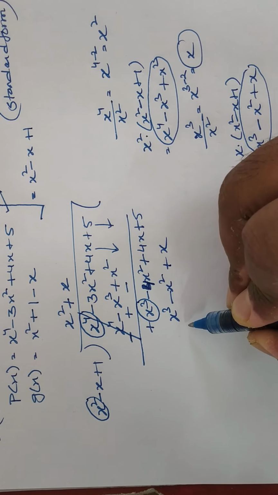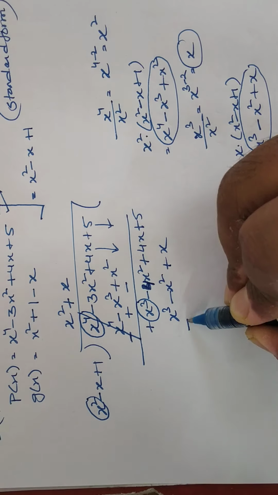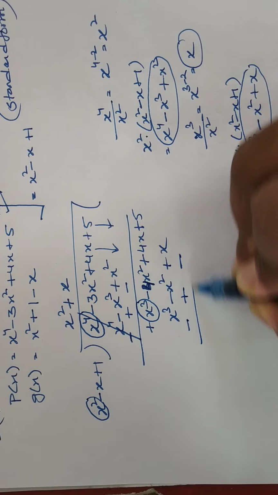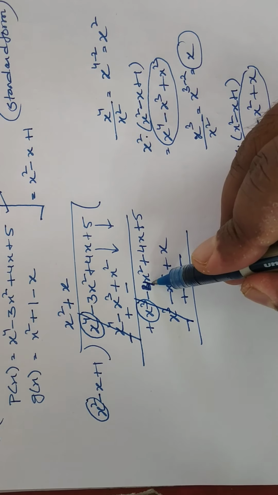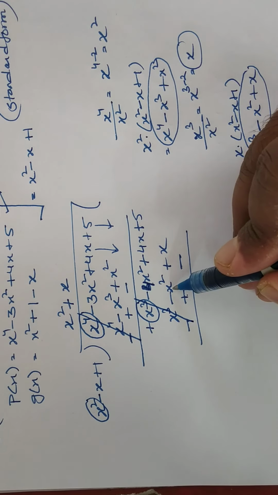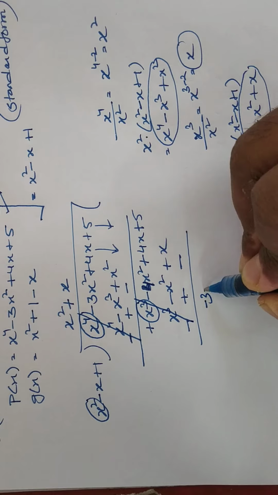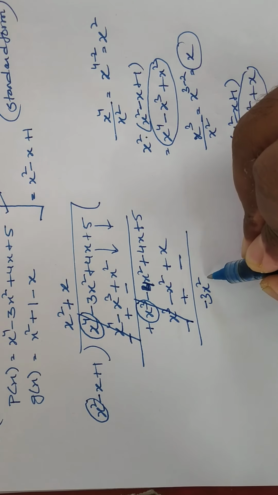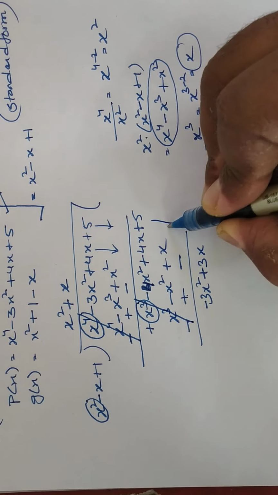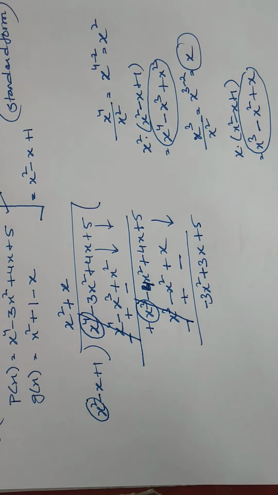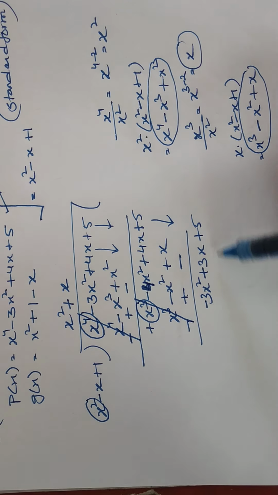Now since we are subtracting this expression, the signs will get reversed, minus plus minus. Now plus x cube minus x cube, this term will vanish, minus 4x square and plus x square is actually minus 3x square, plus 4x minus x is plus 3x, and the term plus 5. Now this will act as the new dividend.